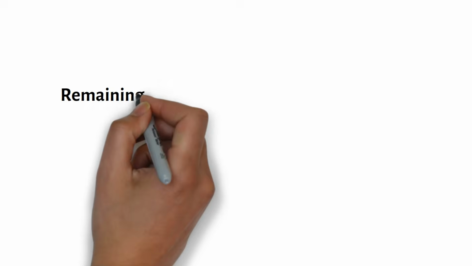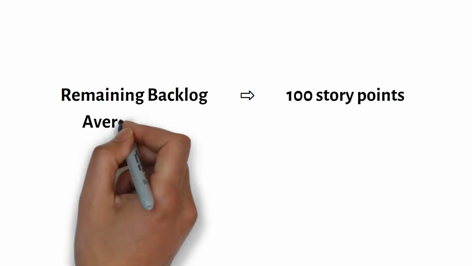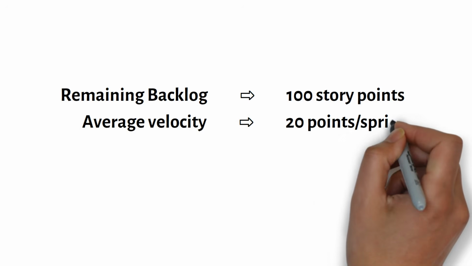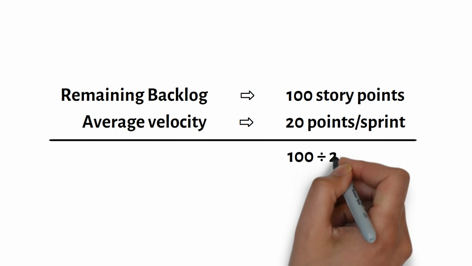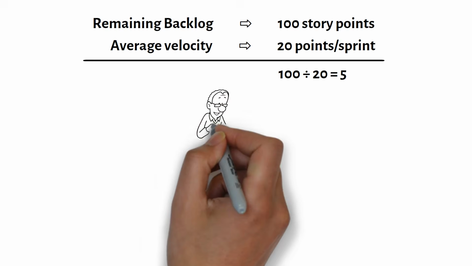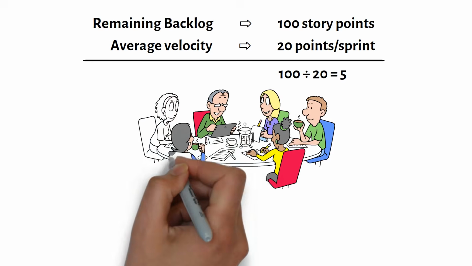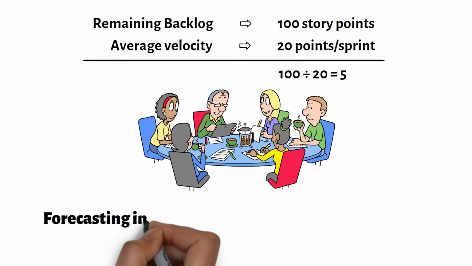For example, suppose the remaining backlog has 100 story points. If the team's average velocity is 20 points per sprint, the rough forecast is about 5 more sprints. That does not mean the forecast is guaranteed. It simply gives the team and stakeholders a reasonable planning estimate based on actual delivery data.